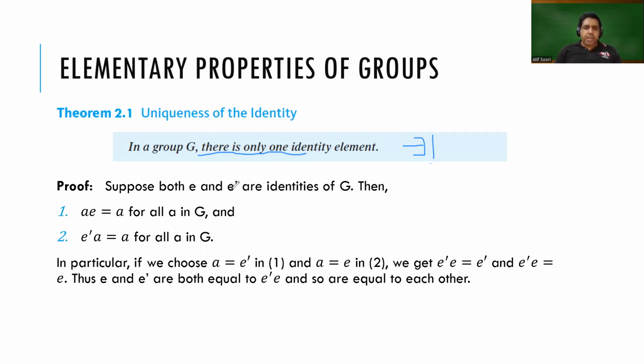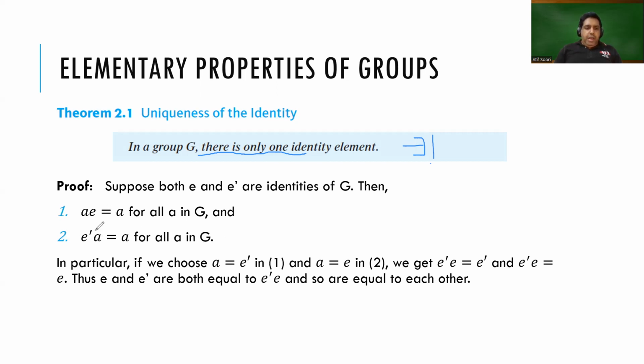Now, to prove this statement, we will assume, contrary to it, that there are more than one identity elements. There are two identity elements in a group. So suppose E and E prime both are identities of G. As E is the identity, it will satisfy the property that if it is multiplied with any element A, it gives back A as the product. So AE is equal to A for all A in G. Similarly, if I consider E prime as the identity of G, it will satisfy the same property: E prime A is equal to A for all A in G.